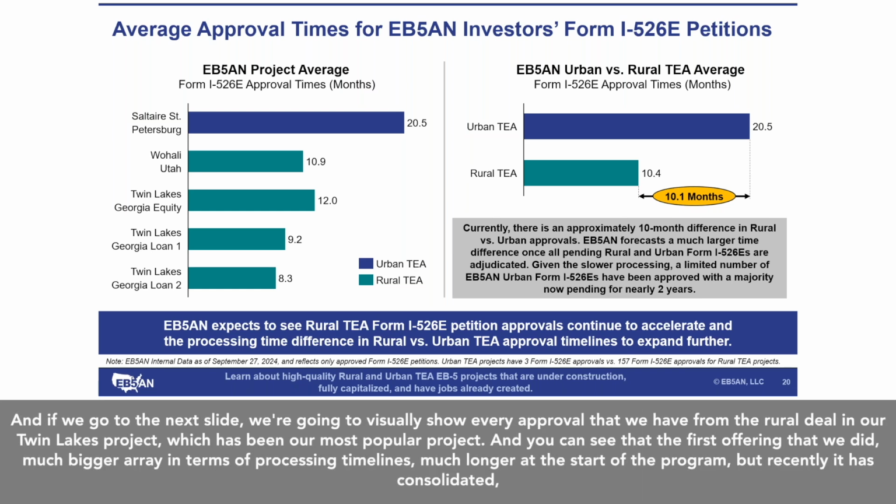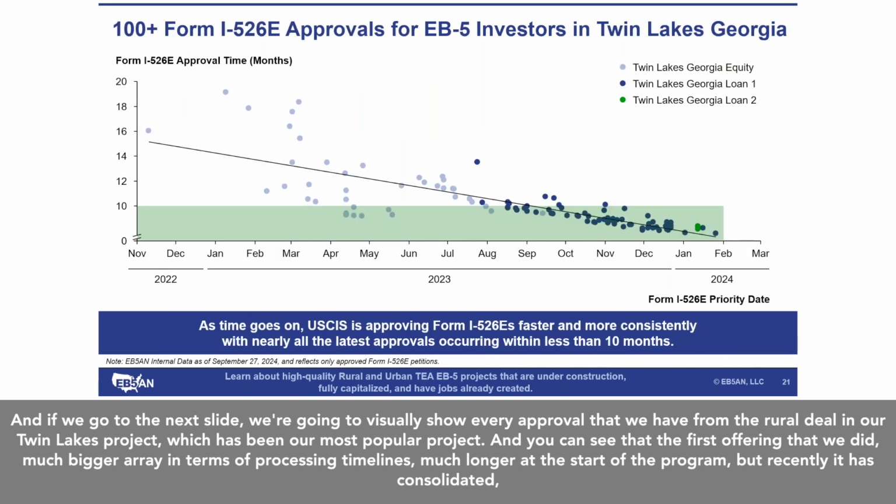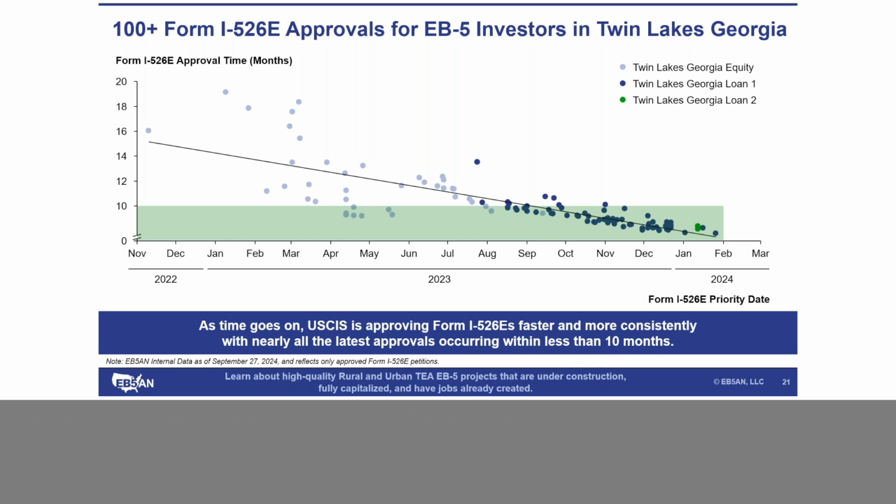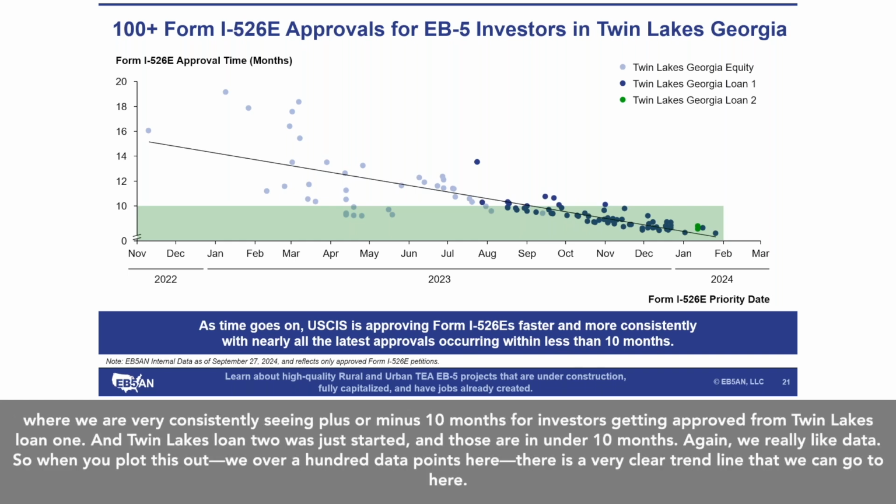And if we go to the next slide, we're going to visually show every approval that we have from the rural deal in our Twin Lakes project, which has been our most popular project. And you can see that the first equity, the first offering that we did, had a much bigger array in terms of processing timelines, much longer at the start of the program. But recently, it has consolidated, where we are very consistently seeing plus or minus 10 months for investors getting approved from Twin Lakes Loan 1, and Twin Lakes Loan 2 was just started, and those are in under 10 months.